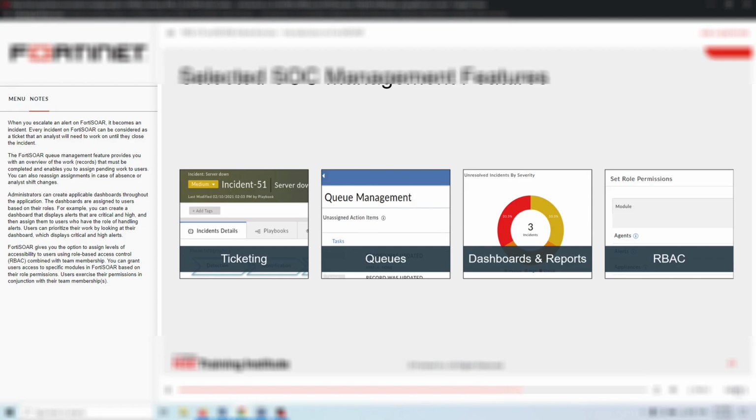FortiSOAR gives you the option to assign levels of accessibility to users using role-based access control, RBAC, combined with team membership. You can grant users access to specific modules in FortiSOAR based on their role permissions. Users exercise their permissions in conjunction with their team memberships.